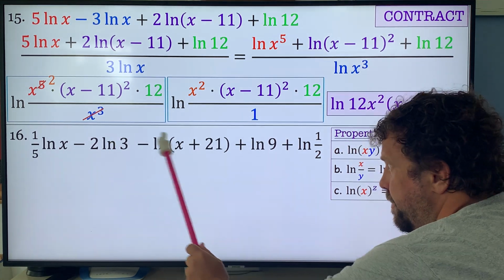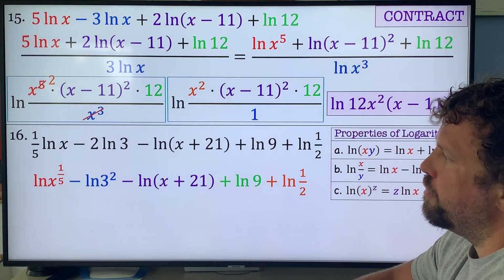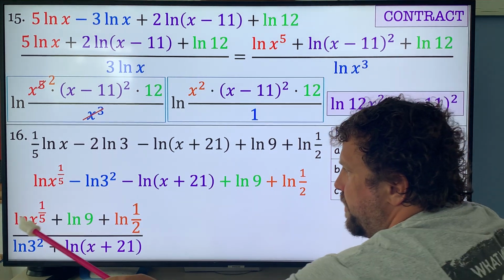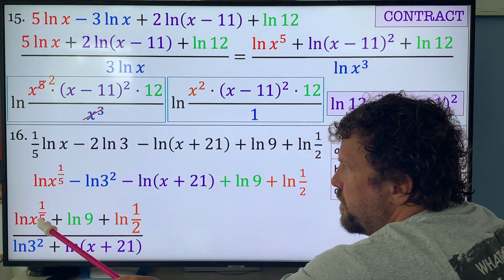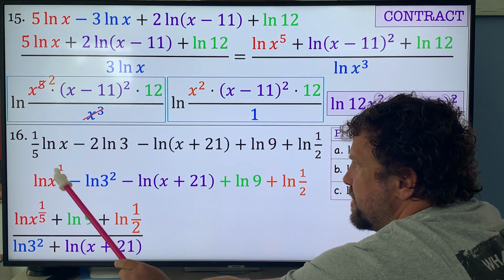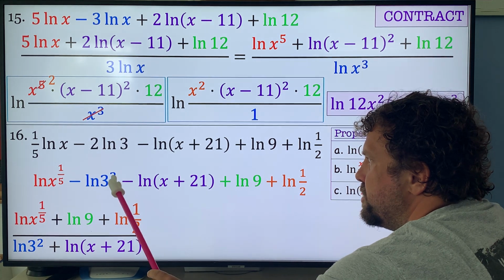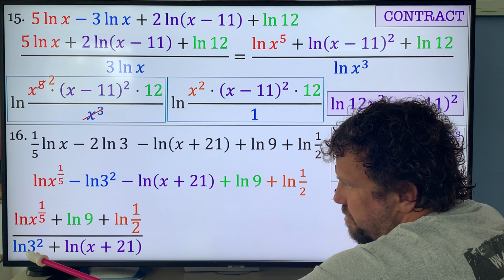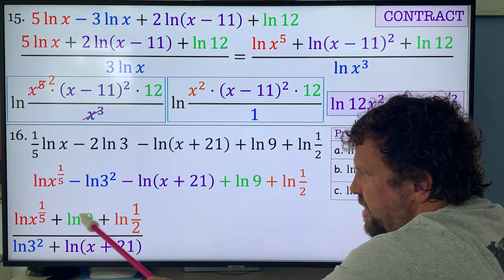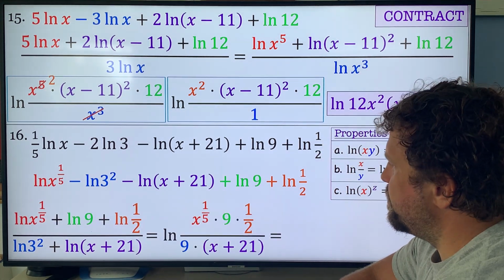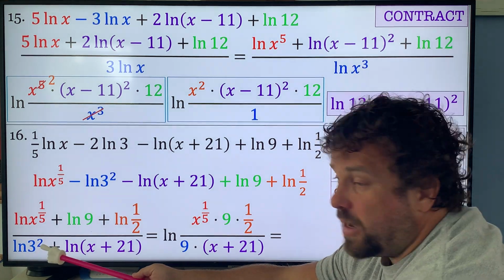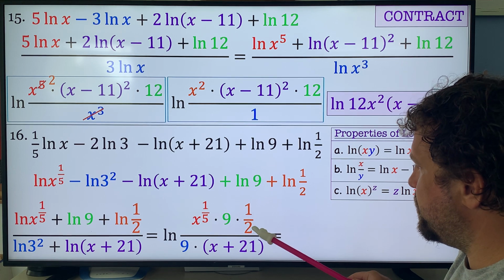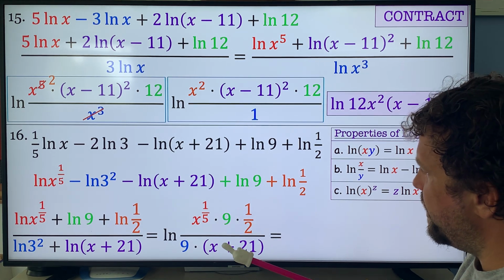Plus, top, bottom, bottom, top, top. 1/5. Oh, we already did that. So the 1/5 comes to the top. Squared. All right, so we already did that stuff. That, multiply them all. 3 squared is 9. You can actually do that. Okay, 9 times, so now this step, 9 times a half is 9 over 2.